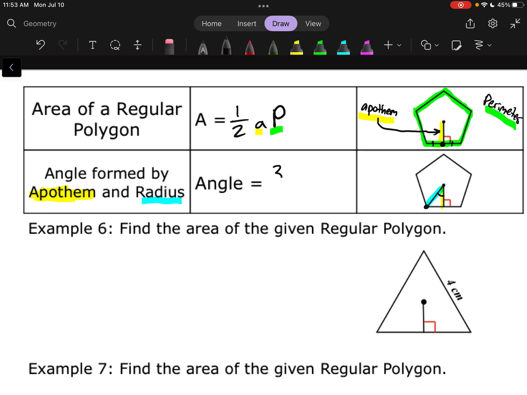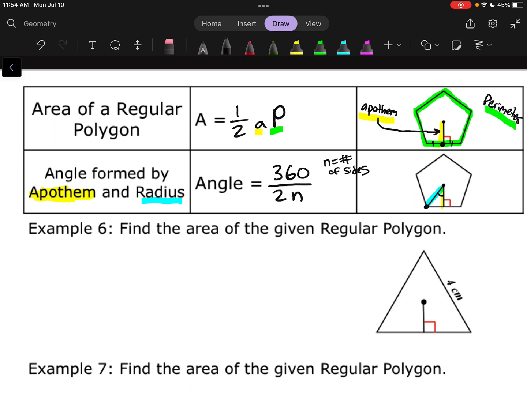And to find that angle, because that angle is going to be super helpful, we are going to do 360 divided by 2n, where n is the number of sides. We've seen n before in some polygon formulas at the beginning of this unit. So 360 divided by 2n is how we find that angle.